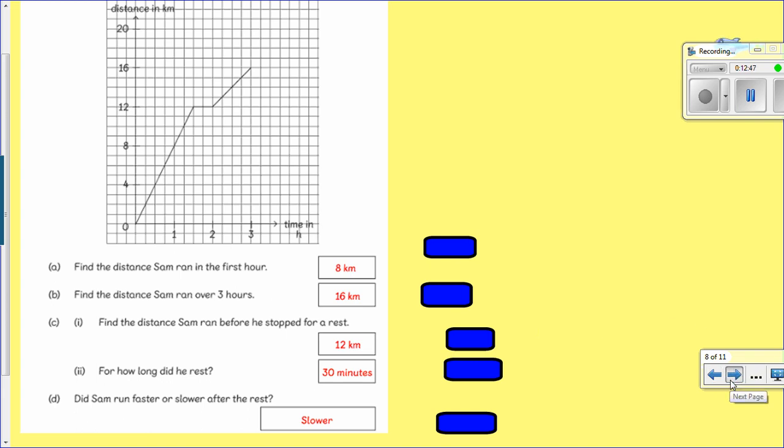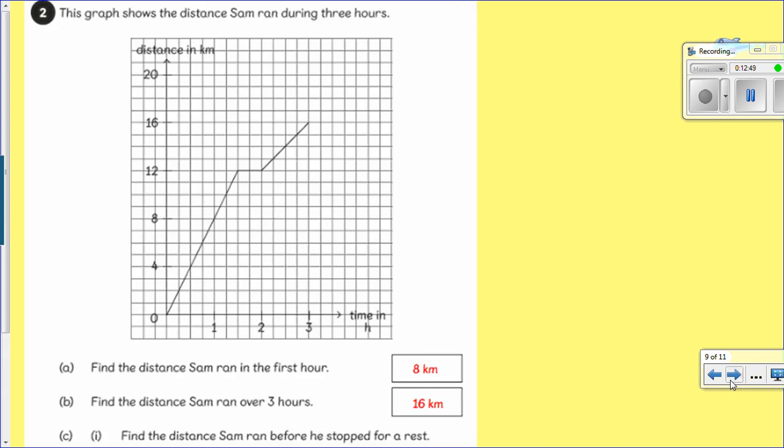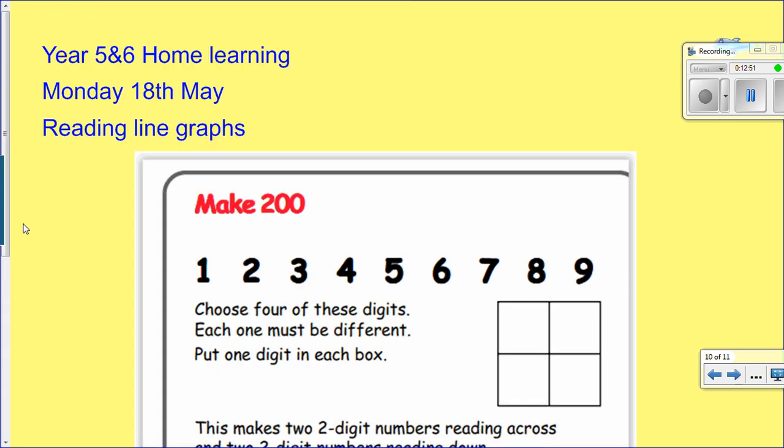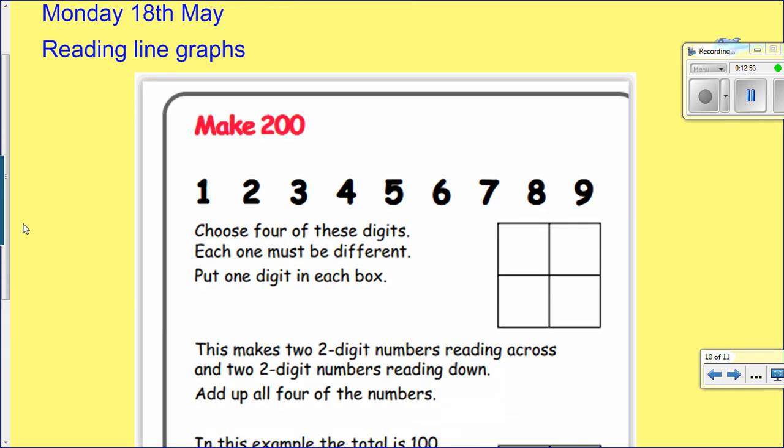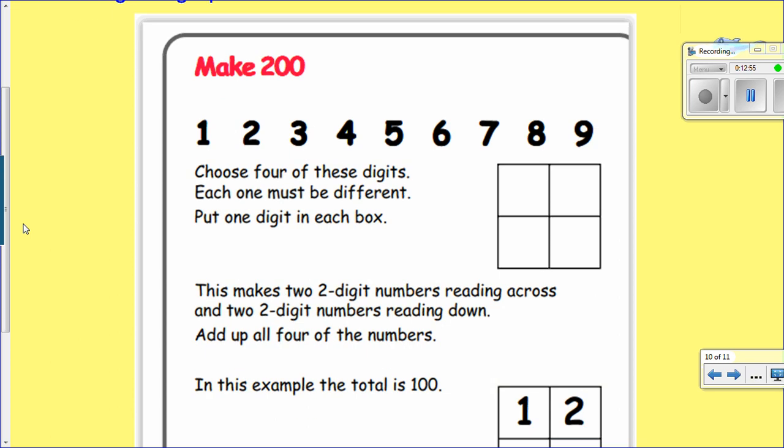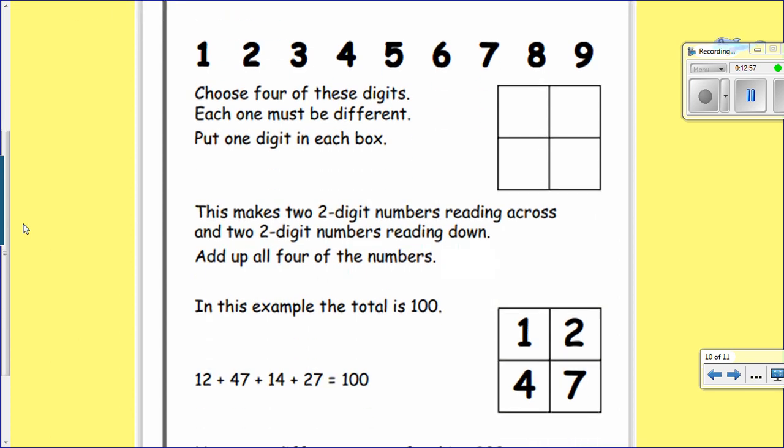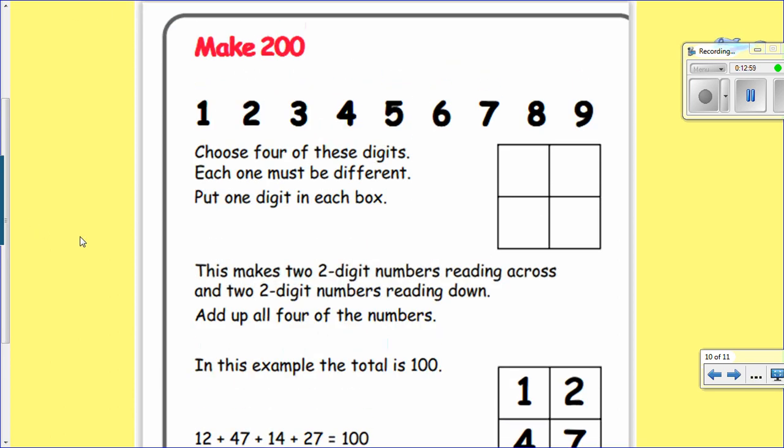But before we do, I'll go on to the next page, which is a challenge. Now, this challenge I would like you to have a go at, and I'm not going to give you the answer till next week because I'm not sure how you're going to do on it.